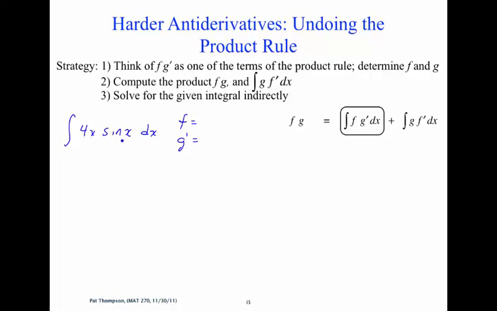Really either of these will work. Let's just go with f equals 4x. Let's just try this, and g prime is sine x. Let's see what happens. The dx goes along with the one that you're doing, g prime. So therefore, what would g be? Negative cosine x.